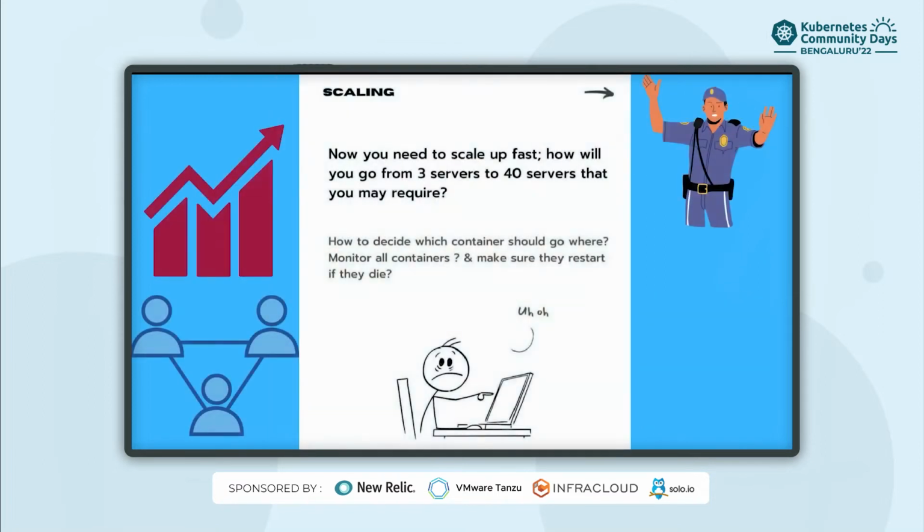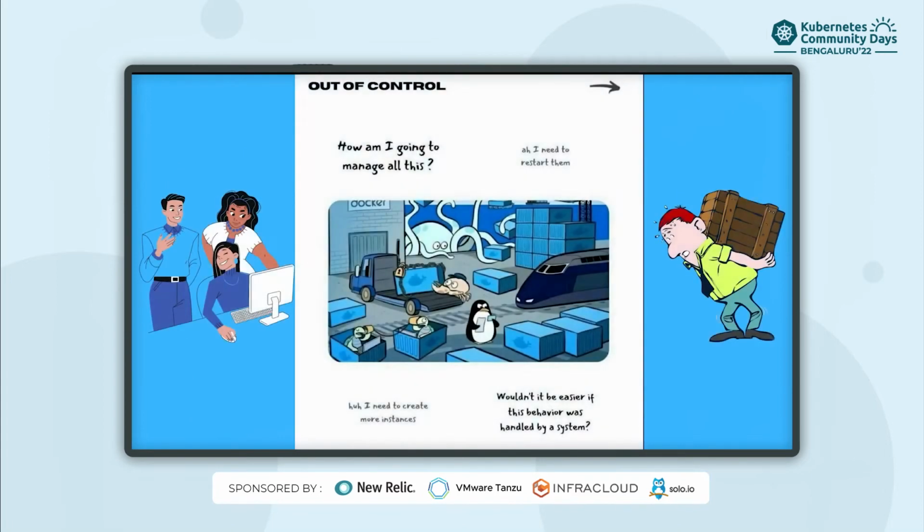Now you have to scale up fast and increase the number of servers when traffic is high, and scale down when the traffic is low. And you're the one who is taking care of all this. These are some questions running through your mind. How am I going to manage all this? Do I need to restart the server? Wouldn't it be easier if this behavior was handled by a system?